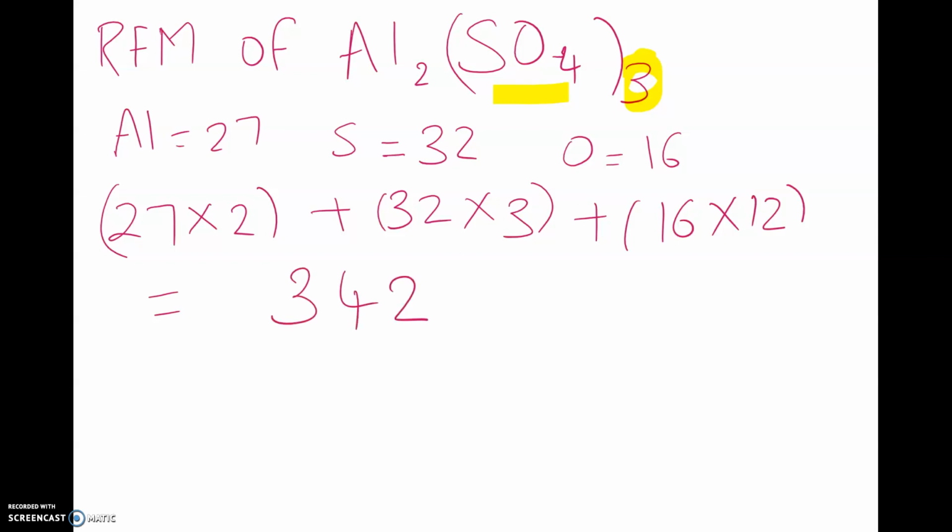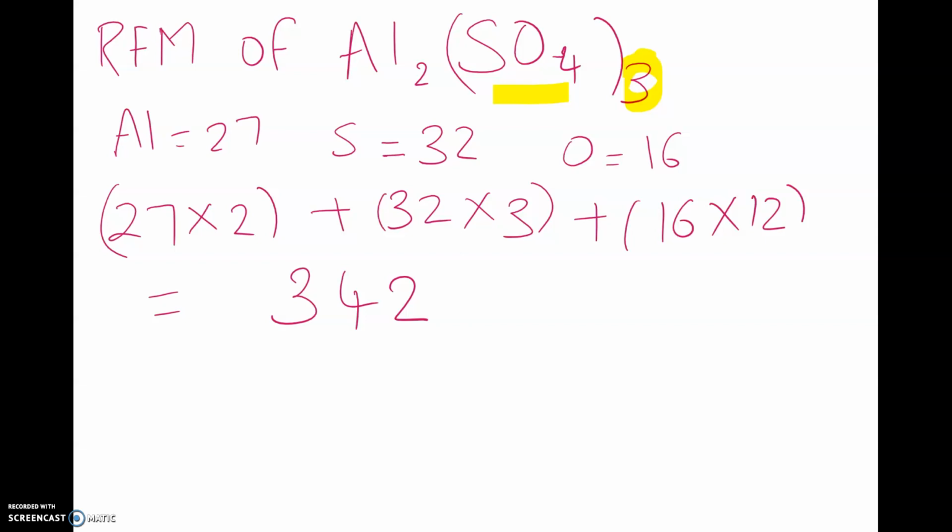Just to run you through this again one more time, Al is 2, so I have 27 times 2. Remember, even though I have 1 sulfur, because I have 3 outside the bracket, that gives you 3 there, and 4 times 3 is 12, that gives you 12 there.